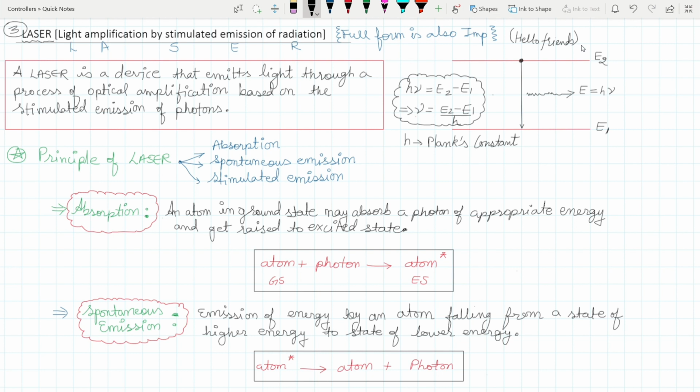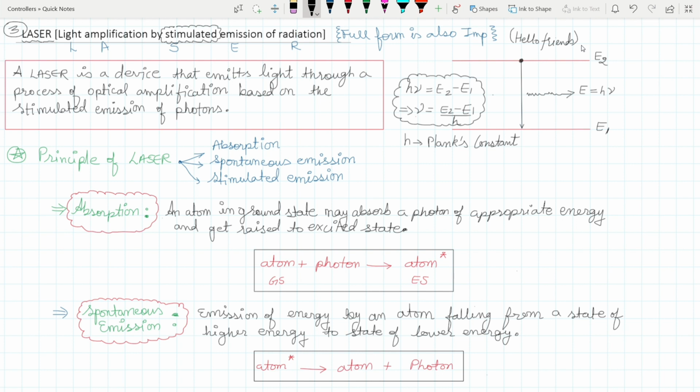Okay, so first of all let's see the full form of laser. The full form of laser is light amplification by stimulated emission of radiation. Here the word stimulated emission is important. This is not spontaneous emission but stimulated emission. Sometimes they may ask you in an interview or in some kind of quiz what is the full form of laser.